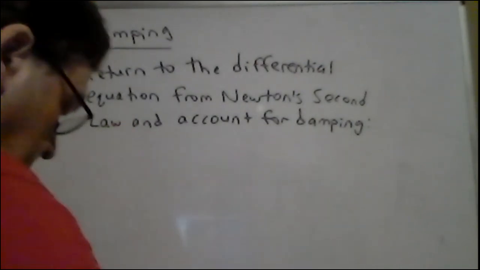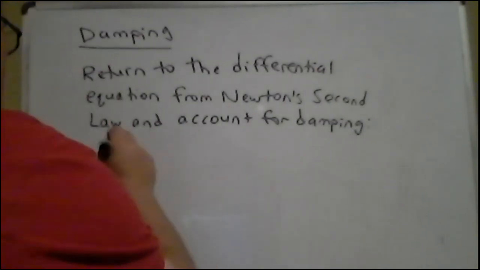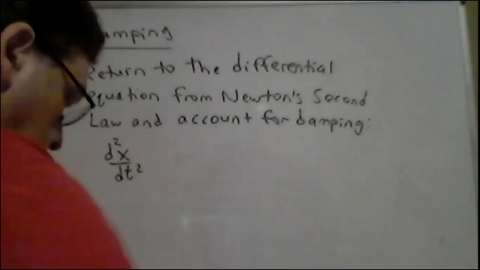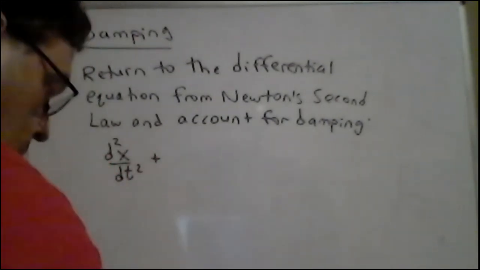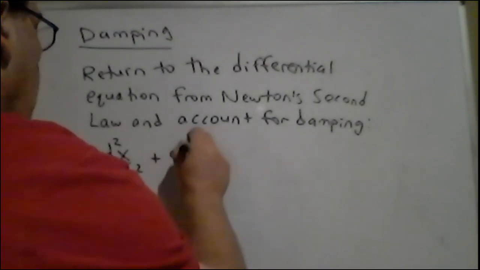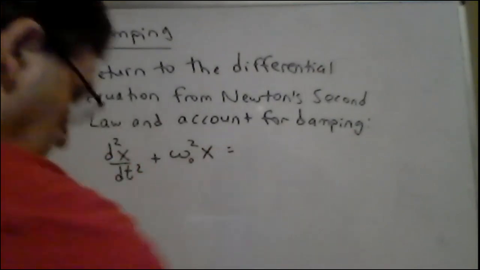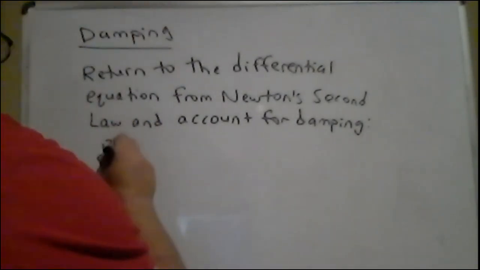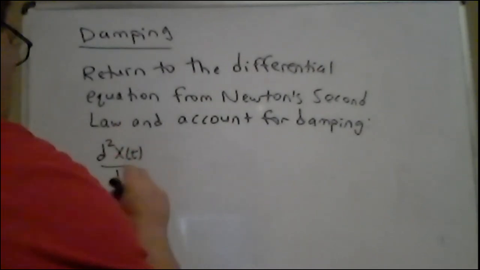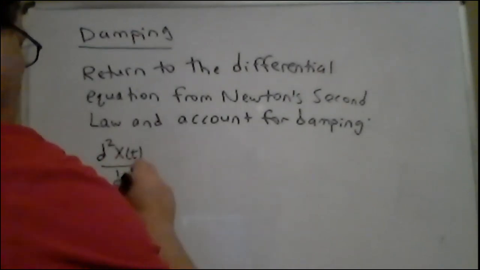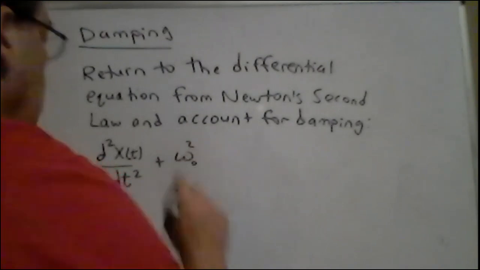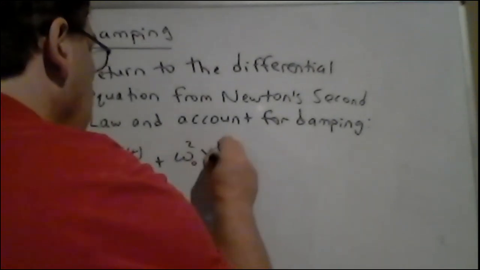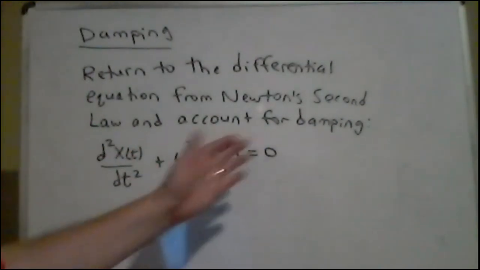Well, we saw that we had the second derivative of x with respect to time, plus omega naught squared x equals 0. Let's make this explicitly a function of time. So the second time derivative of x as a function of time, plus omega naught squared, which I'll call a natural frequency, something we'll talk about in a moment, times x as a function of time equals 0. That is the simple harmonic motion with no energy dissipation.